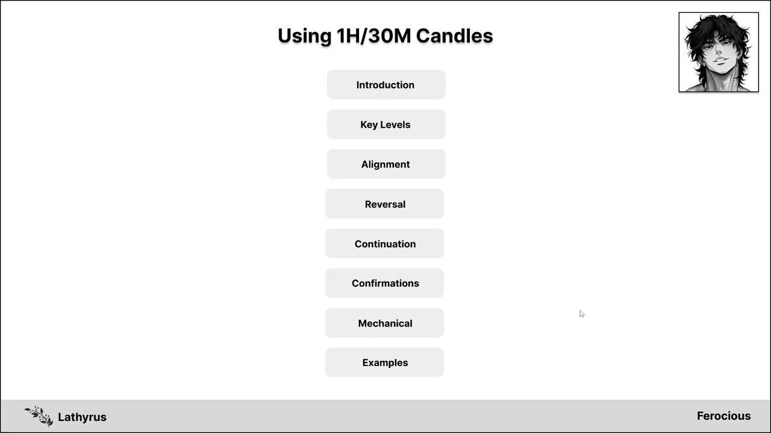The topics I'm going to talk about today are the key levels I'm using, the time frame alignment. We are going to talk about reversals and continuations, about the confirmations, how to make this mechanical, and great examples at the end of the video.